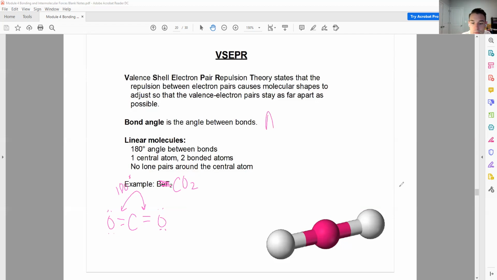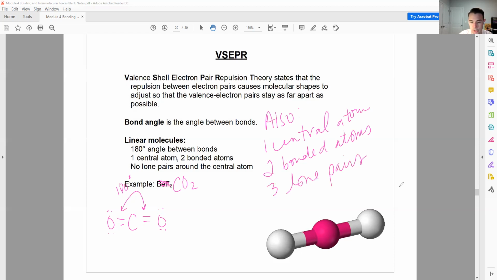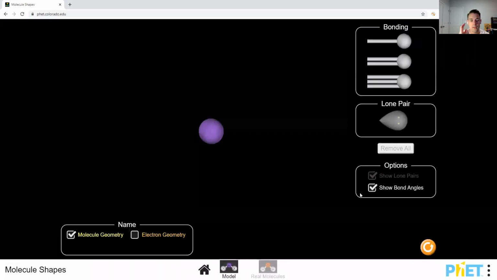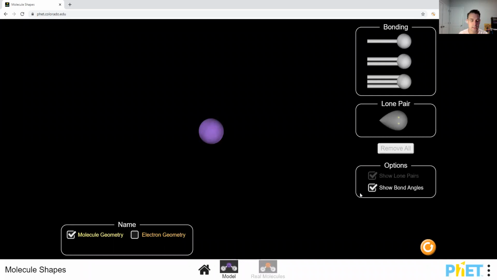You could also have a linear molecule that has one central atom, two bonded atoms, and three lone pairs. I'm going to show you what that looks like in a second. So I'm going to show you a website, and this link will be posted in the online lab that you're supposed to do. But here's our central atom.